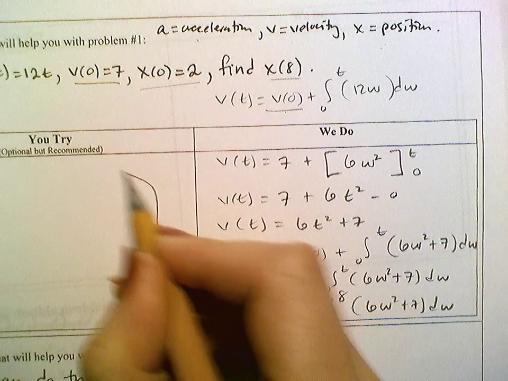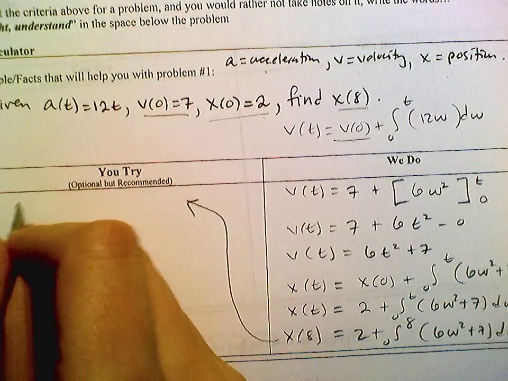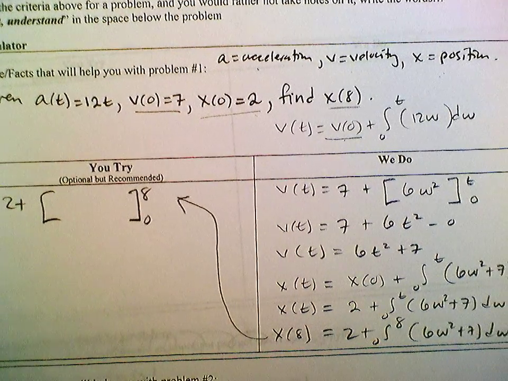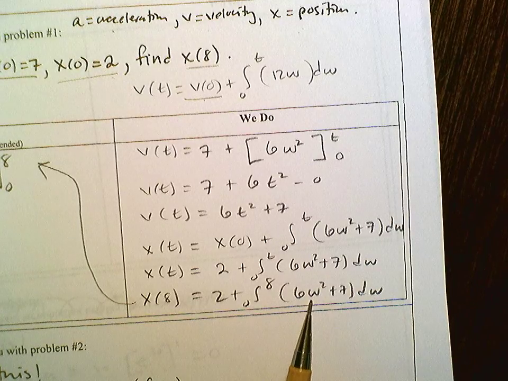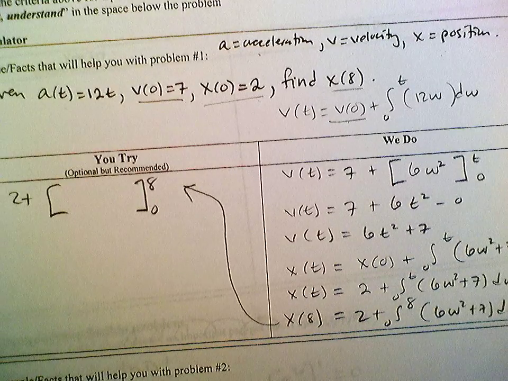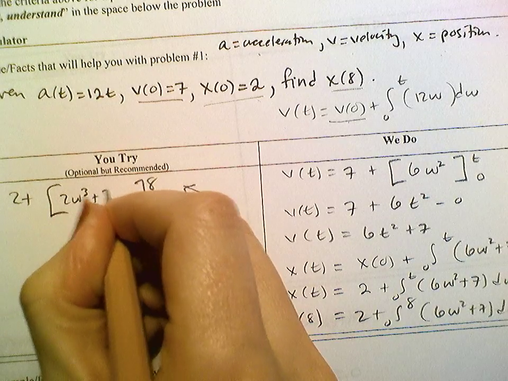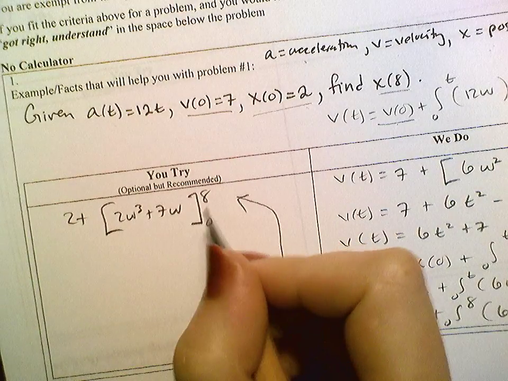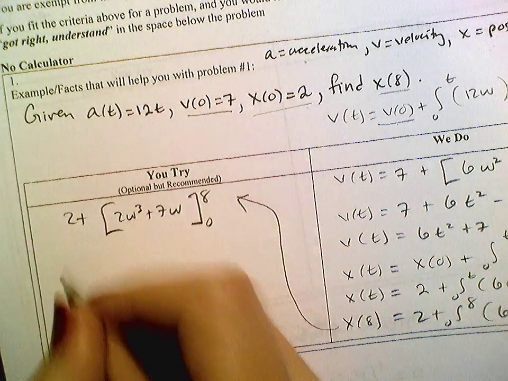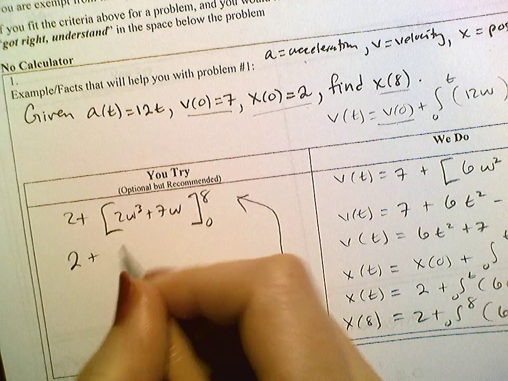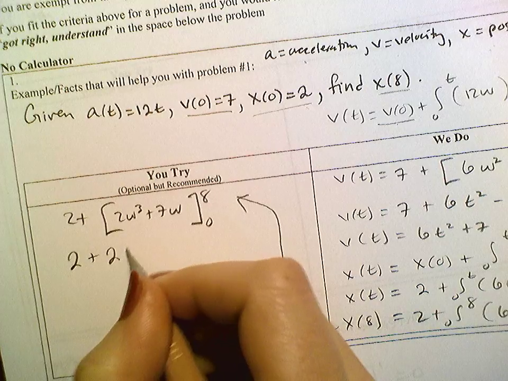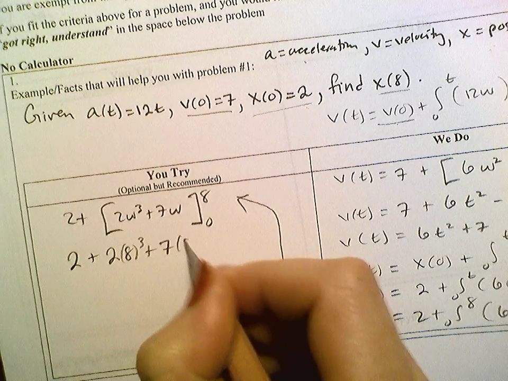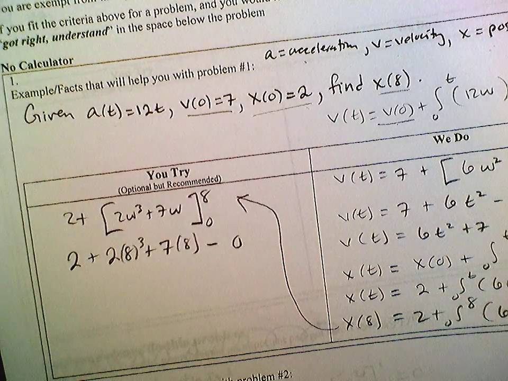I'm going to move over here because I'm running out of room. So this is 2 plus, here's 0, there's 8. I need the antiderivative of this, so that'd be 2w to the third plus 7w. Oh, shoot. I picked a big number that I can't do. All right, well, so this is 2 times 8 to the third plus 7 times 8 minus 0.